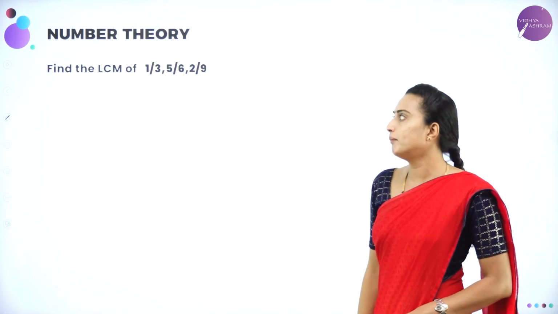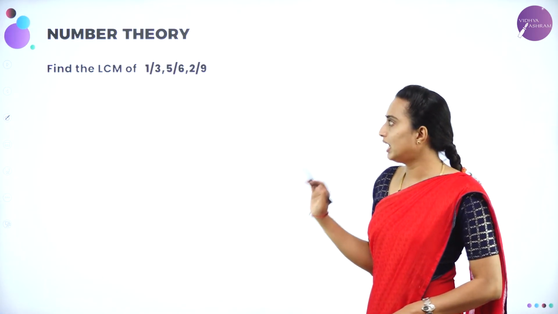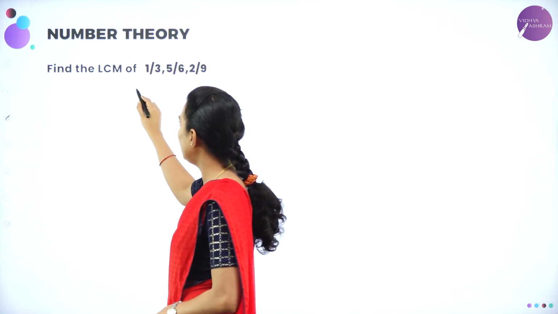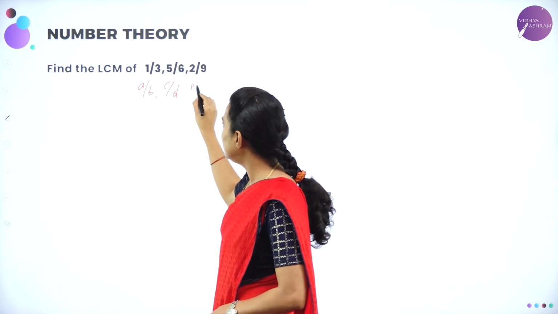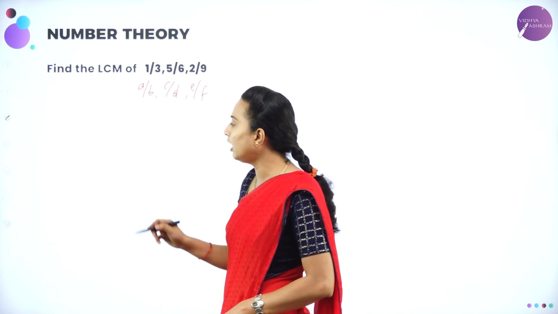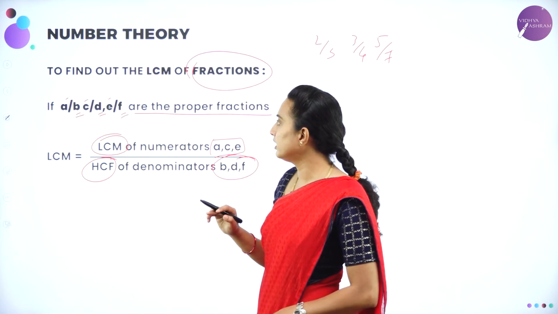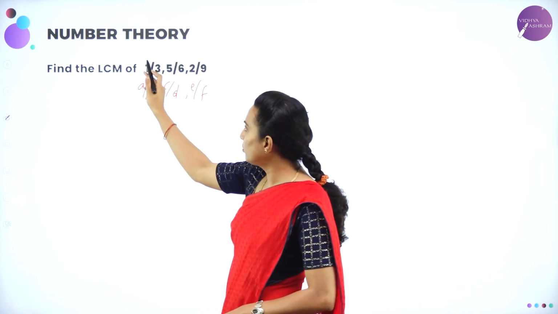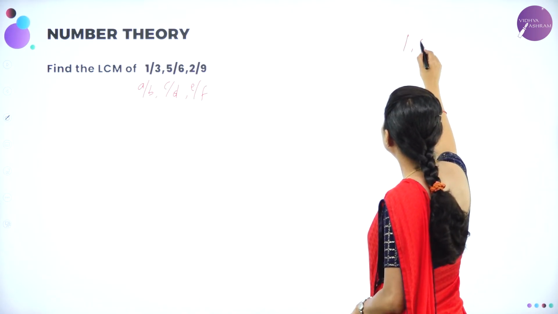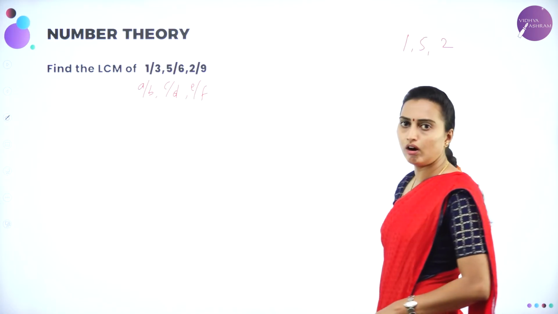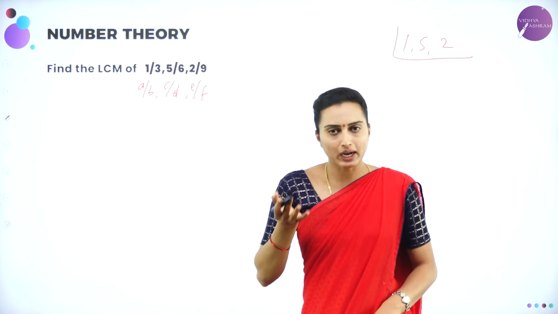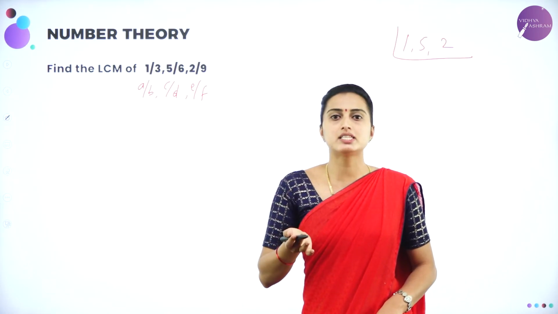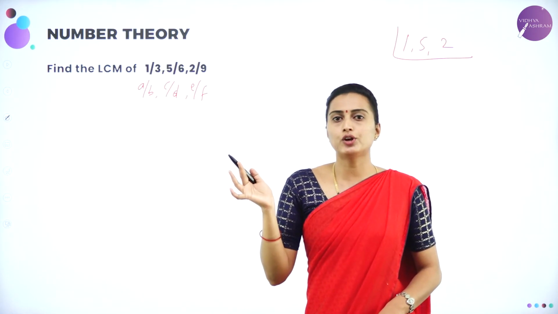Now let me take an example. Find the LCM of 1 by 3, 5 by 6 and 2 by 9, that is A by B, C by D and E by F. Now what is the formula? The formula is the same: LCM of the numerators. What are the numerators? 1, 5 and 2. How to find the LCM? You already know the factorization method. LCM of 1, 5, 2. How are we going to find it? All three are prime. A prime number can be divided only by itself, so the LCM will be the product of those numbers.